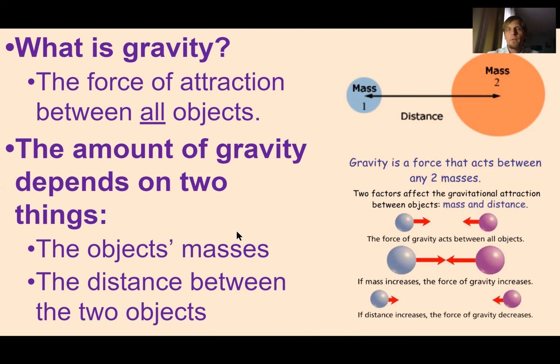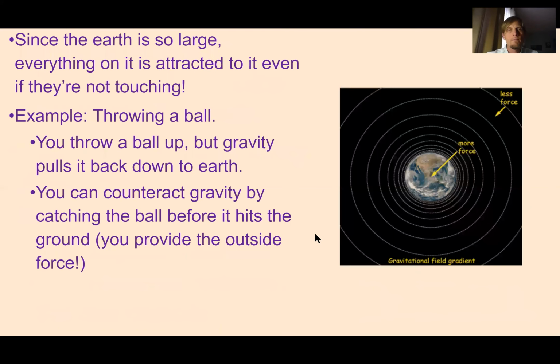All right, so this is probably the most challenging slide right there. And again, we're talking about the nature of the universe here. Since Earth is so large, everything on it is attracted to it. Even if they're not touching, it's attracted to it. Like satellites: T-Mobile, AT&T, Sprint, everyone has satellites up there. Why aren't those satellites drifting off into space? Well, they're held in orbit by Earth's gravity.